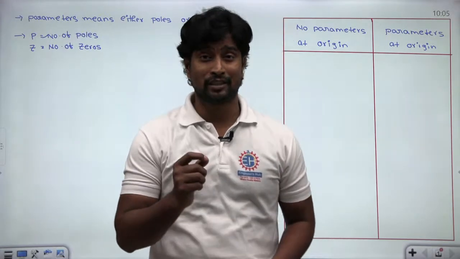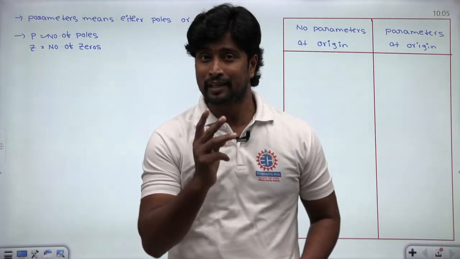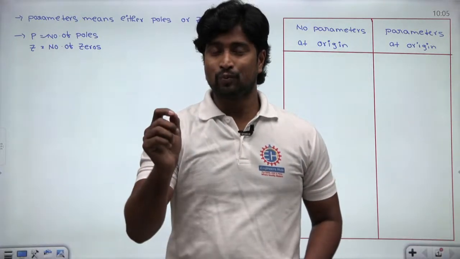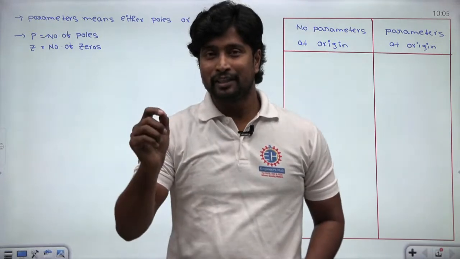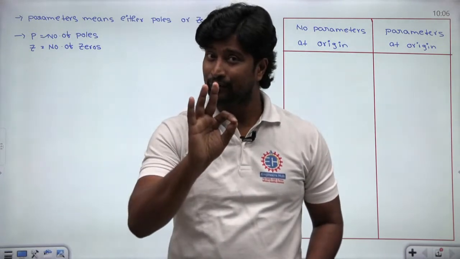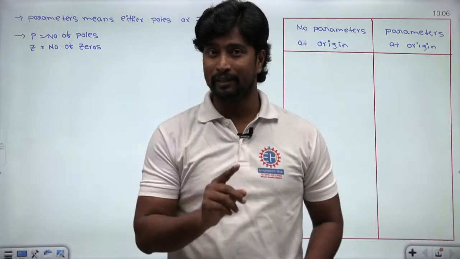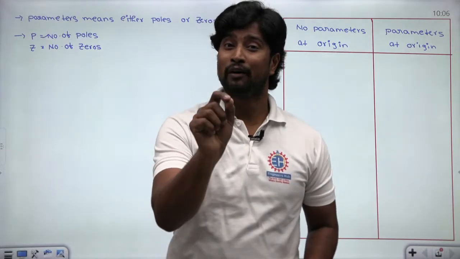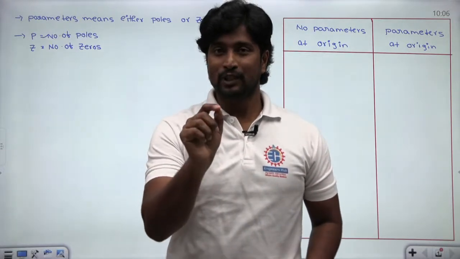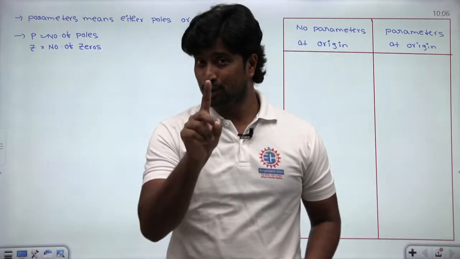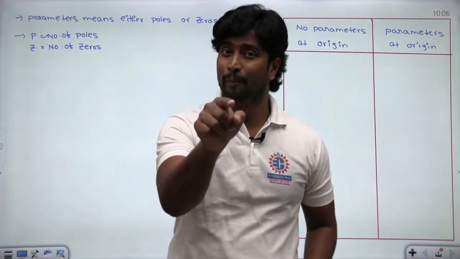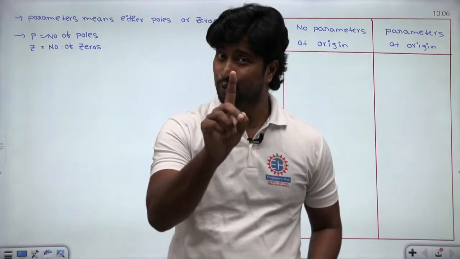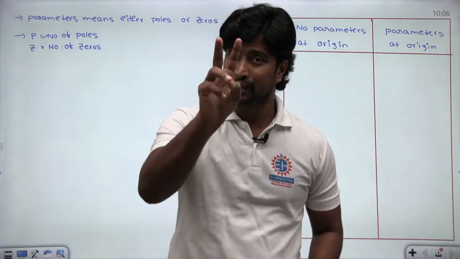For example, guys, listen carefully. I'm taking three different transfer functions: (s+1)/(s+2), (s+1)/(s(s+2)), and s(s+1)/(s+2). Here I'm taking three different categories. Once again, I would like to repeat. (s+1)/(s+2): one pole and one zero. That means the number of poles and number of zeros are equal. (s+1)/(s(s+2)): check once, two poles, one zero. That means the number of poles dominates the number of zeros. And the next case is s(s+1)/(s+2): two zeros and one pole. That means the number of zeros dominates the number of poles.